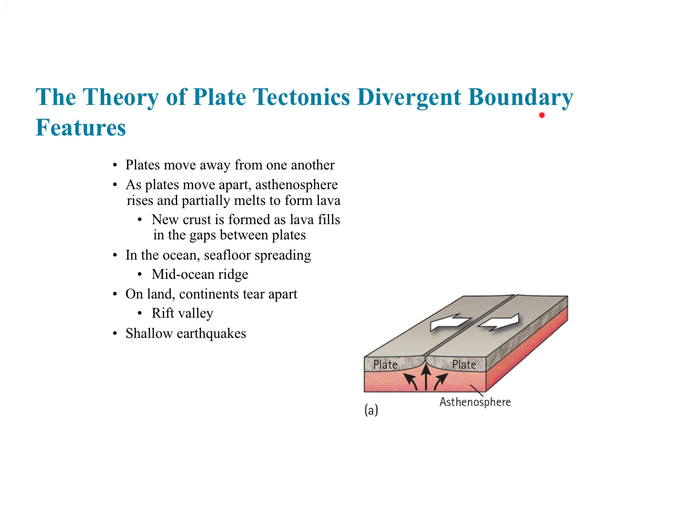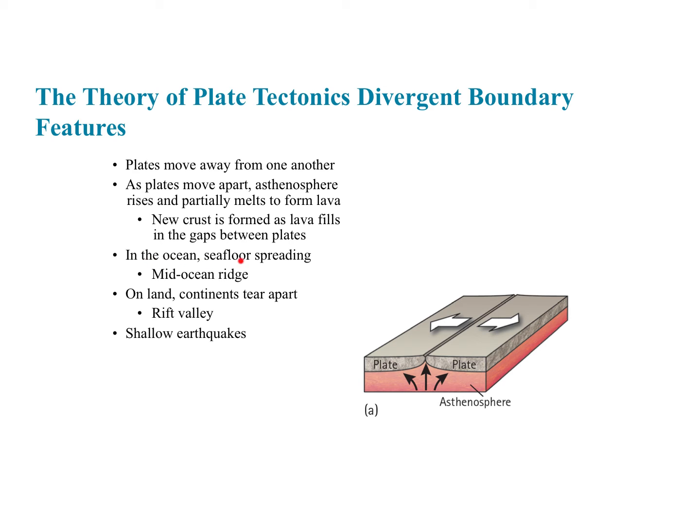So let's look at the divergent plate boundaries and see how they work. I've got a plate here and a plate over here, and there's a gap between them. These plates are experiencing pressure from underneath that's driving them to separate. And so the plates are going to move away from one another. As they move apart, asthenosphere rises and partially melts to form lava. New crust is formed as lava fills in the gaps between the plates. So as these plates separate, it creates a gap. Lava comes up from underneath and cools and solidifies.